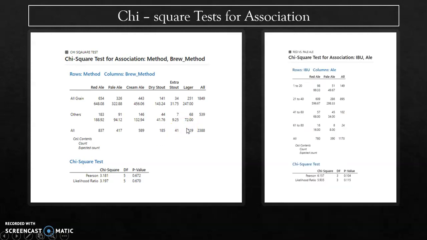And the second chi-square is to check whether the distribution of IBU units among ale styles is the same or different. The results say that the p-value is higher than 0.05, so there is no association, and hence it proves that IBU values are similar in red ale and pale ale.